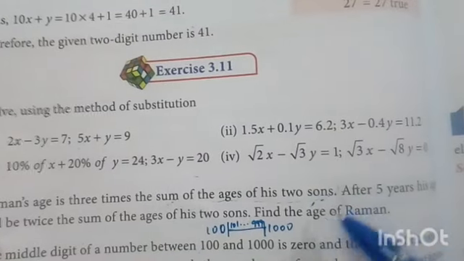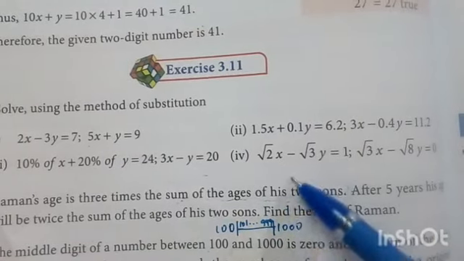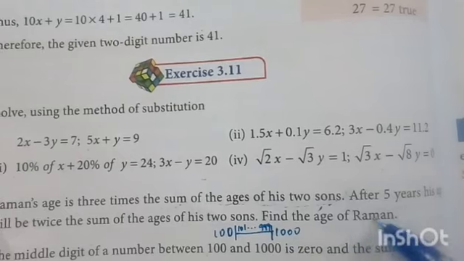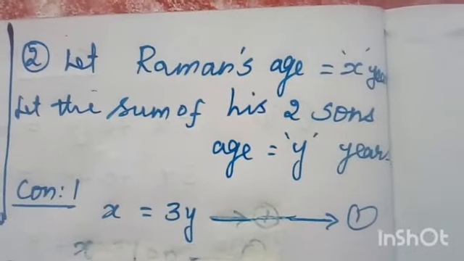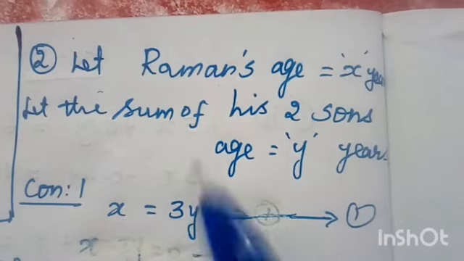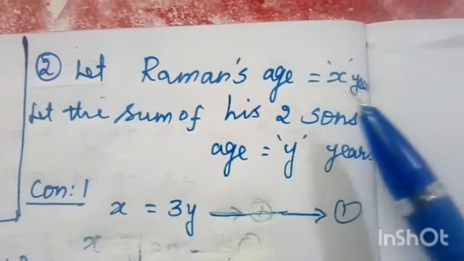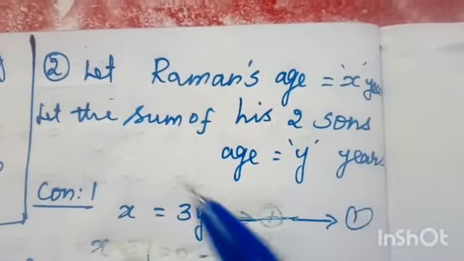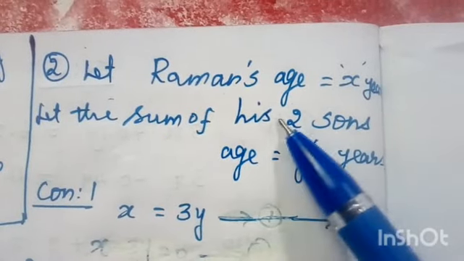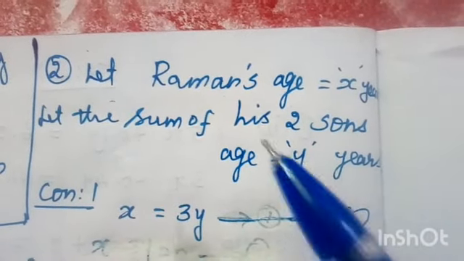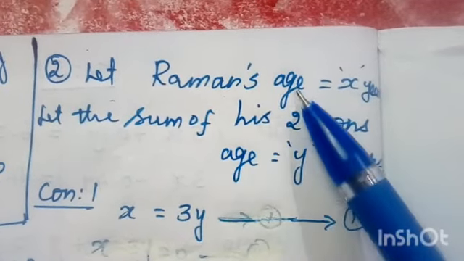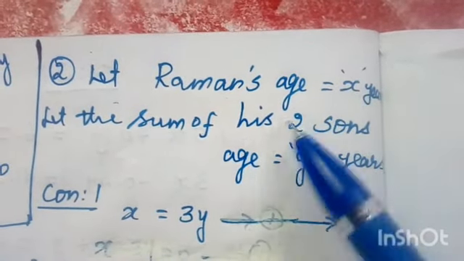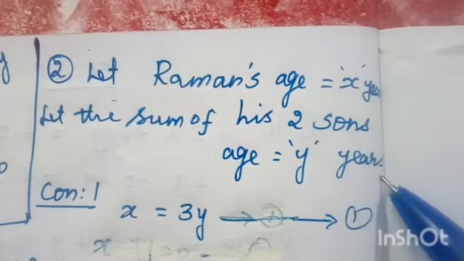The second sentence is the second condition. Using these two conditions, we have to find Raman's age. Students, we want to find Raman's age. First, let Raman's age equal x years. Then let the sum of his two sons' ages equal y years. I said the two sons' ages we have to consider together.